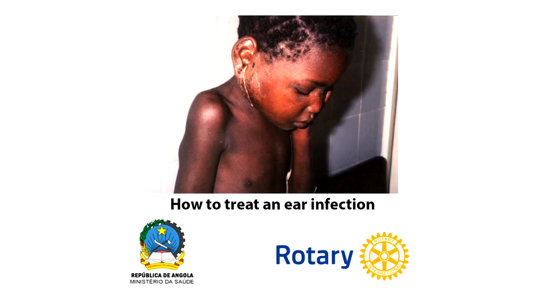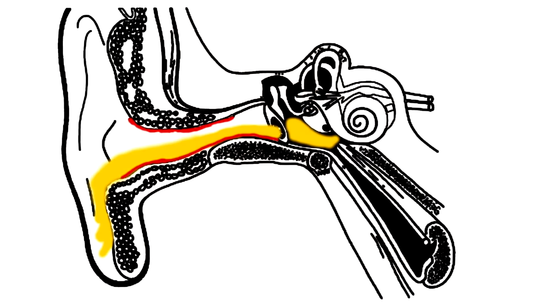Learn how to treat your children's ear infections. An acute infection in the ear can lead to a hole in the eardrum. This is the usual cause of discharges from a child's ear. A hole in the eardrum may also be the result of chronic ear infection.